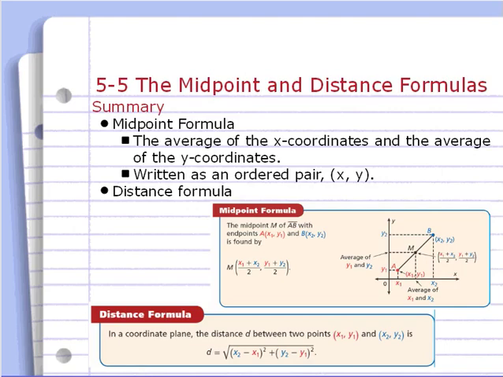So to summarize, we looked at the midpoint formula, and it's the average of the x-coordinates and the average of the y-coordinates, and it's always written as an ordered pair. So make sure the midpoint is an ordered pair, x, comma, y. And our distance formula gives the distance between 2 points. So it's the difference of the x-coordinates squared plus the difference of our y-coordinates squared, and the square root of all that. Good luck and bring any questions to class.